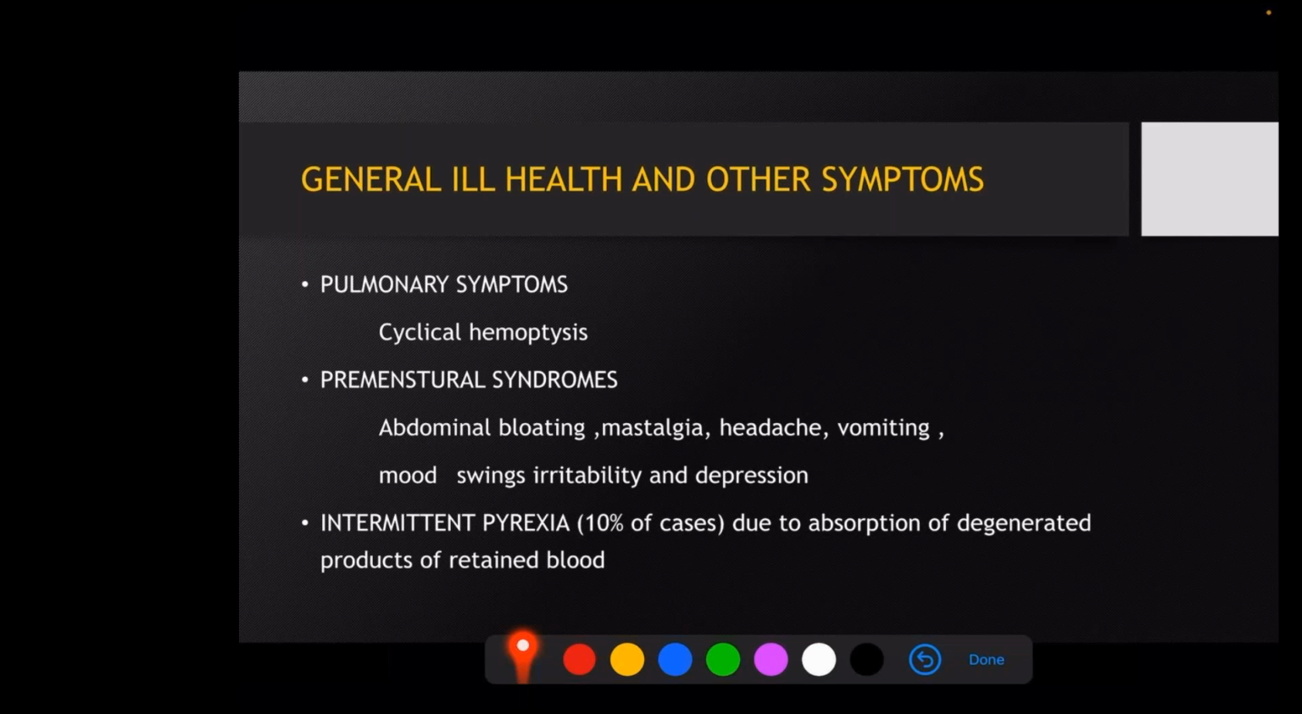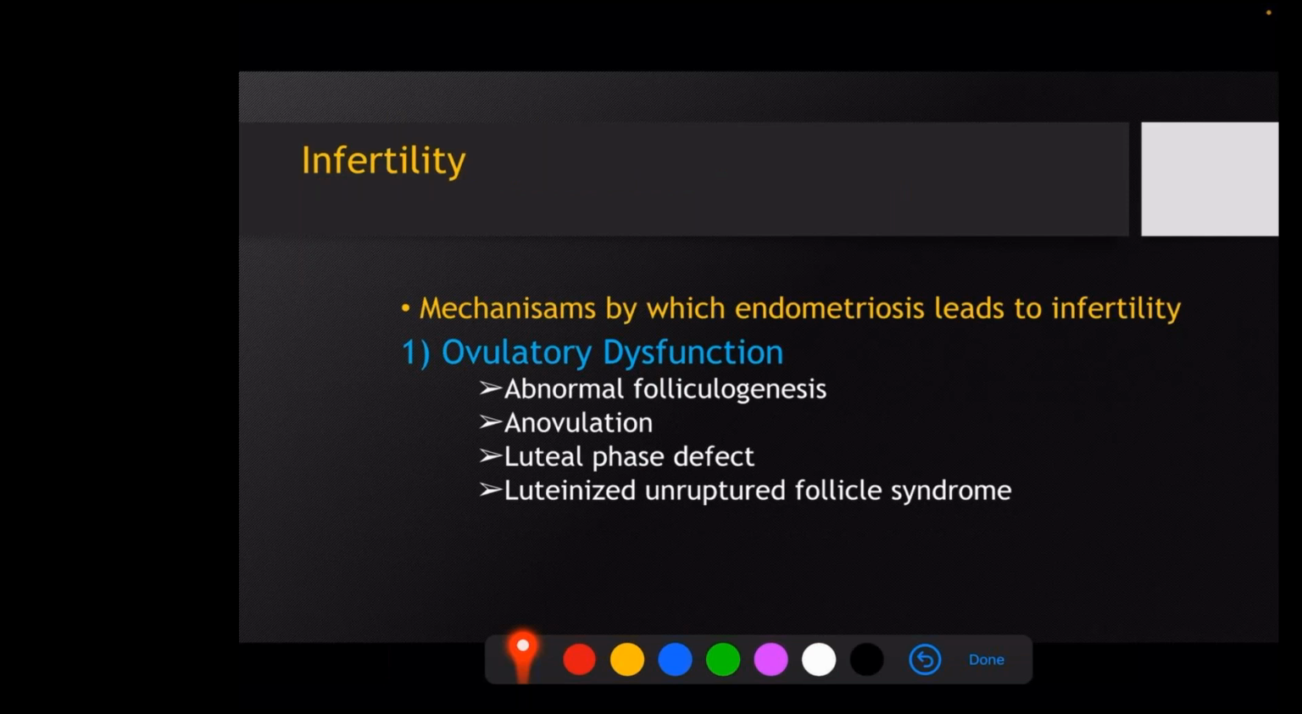Then our main area, infertility. How does endometriosis cause infertility? Whether endometriosis causes infertility or vice versa is not clear. The prevalence of endometriosis is 30 to 45% in infertile women, but it occurs in 8 to 10% of the general population. There are several mechanisms by which endometriosis leads to infertility. Causes of infertility in endometriosis, one by one.